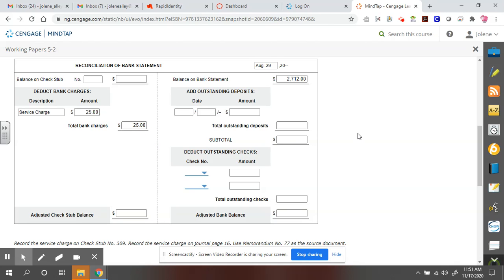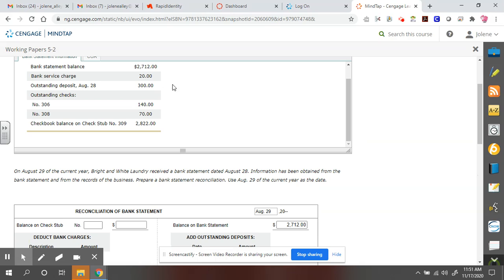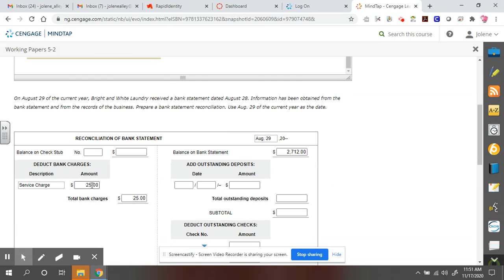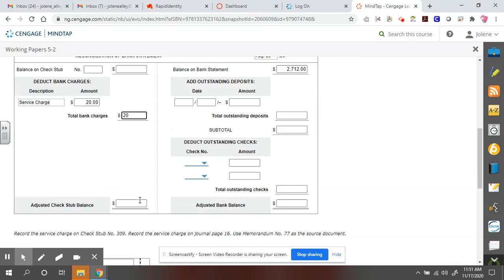Okay. I go up here. Oh, it's $20. My fault on that one. $20. Won't pay them any more than we have to. $20.